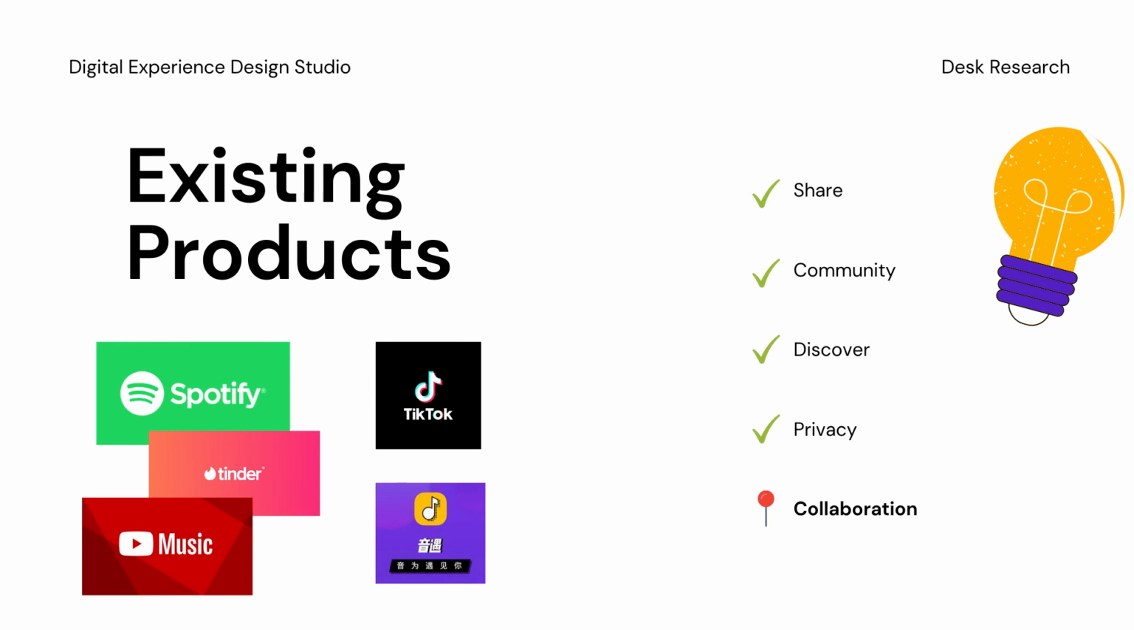Let's take a look at the keywords I will be focusing on. They all have the share feature, have their own community, the discover feature, and a good privacy system. Only Yingyue and TikTok have the collaboration feature. That might be one of the reasons they are growing so fast in a short time.